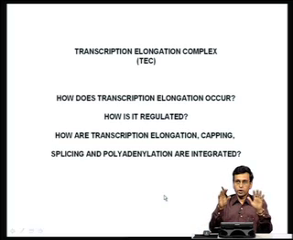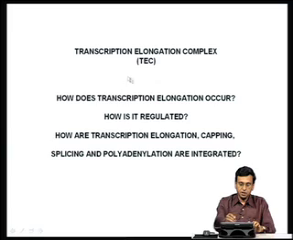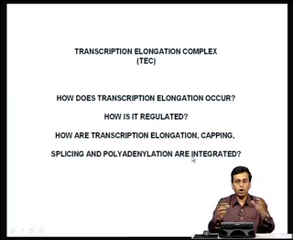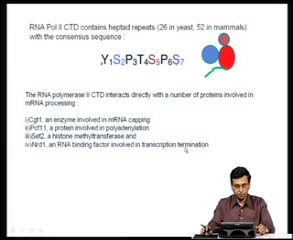So, the focus of today's class is going to be on discussing extensively the transcription elongation complex. How does actually the transcription elongation occur and how is it regulated? How are transcription elongation, capping, splicing and polyadenylation integrated, and how are they coordinately regulated, so that all these modifications can simultaneously take place along with the transcription elongation?